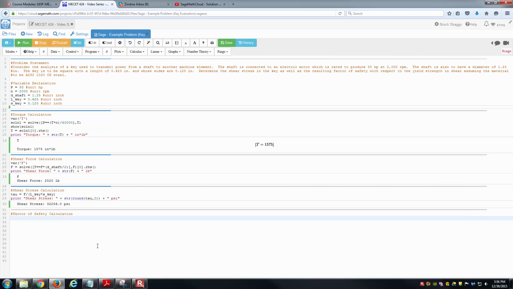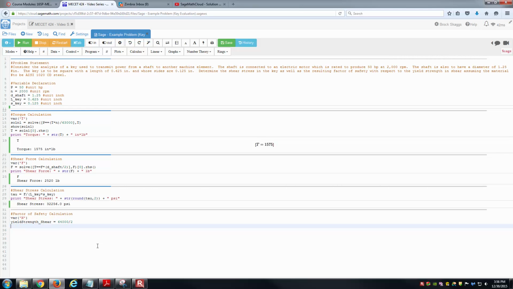And so the factor of safety is n, so I'll just call it var n. And before I get to the factor of safety, I need to know the yield strength in shear of the material. And so let's make a variable to hold that. Yield strength underscore shear is equal to what? Well, that's half the yield strength in tension. We said the yield strength in tension was roughly 64,000, so I'll just say it's that divided by 2.